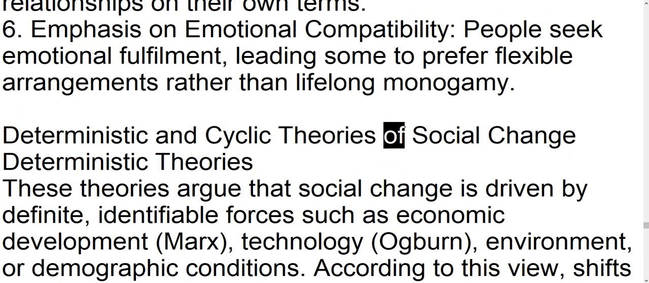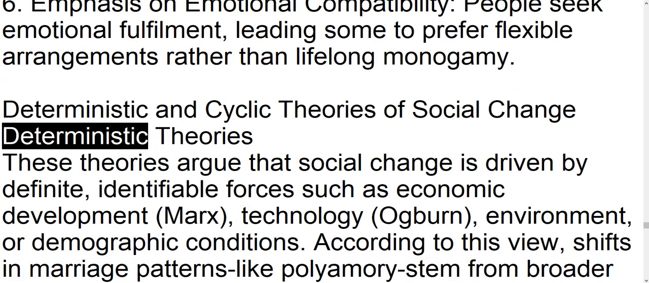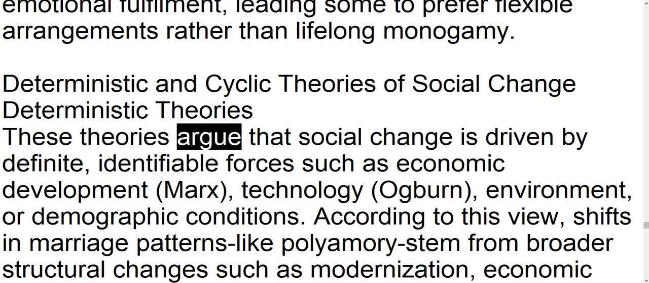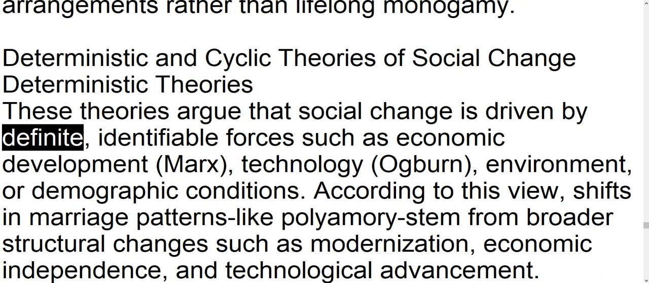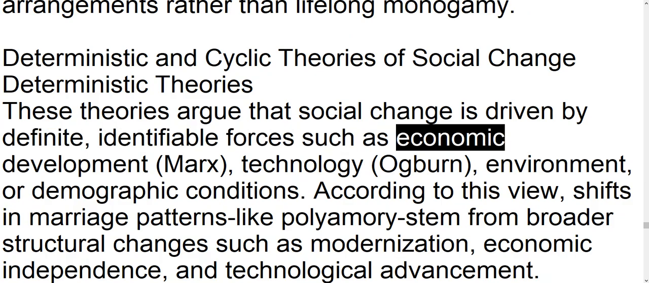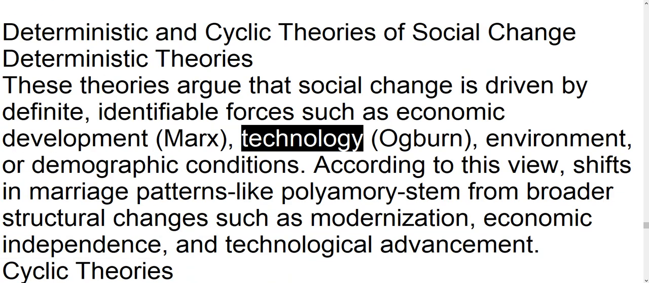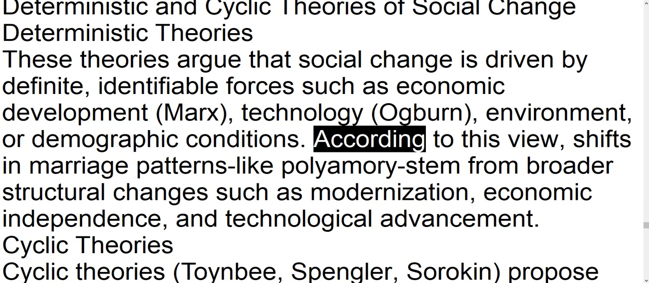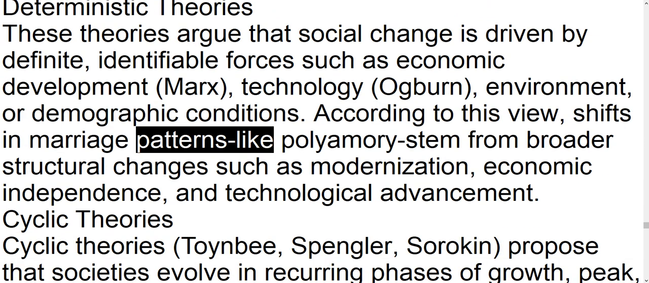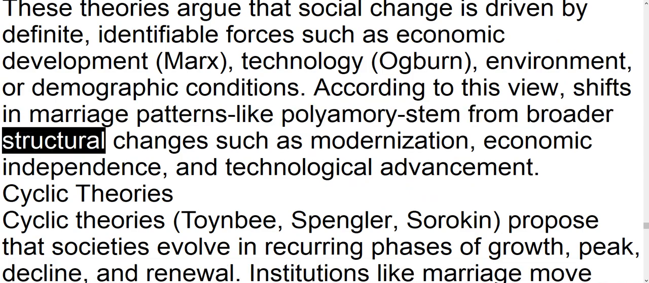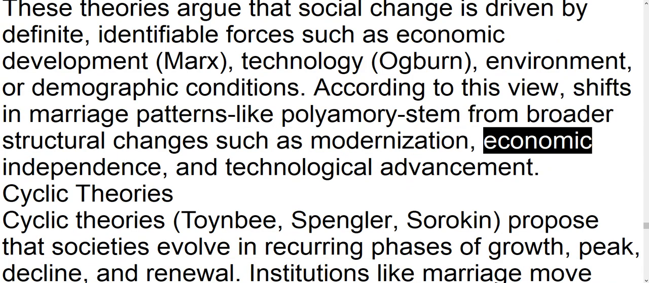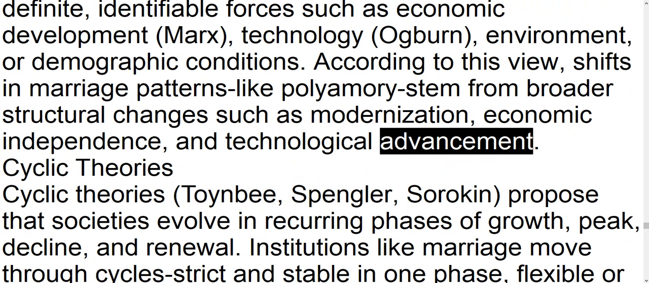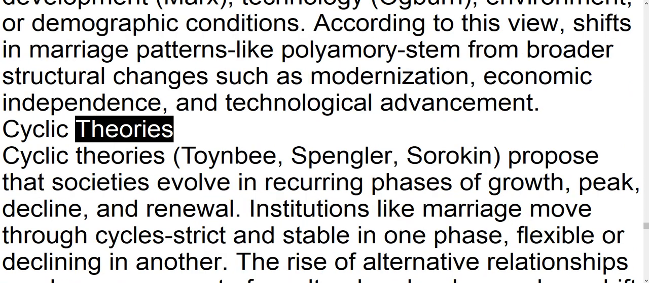Deterministic and cyclic theories of social change. Deterministic theories. These theories argue that social change is driven by definite, identifiable forces such as economic development, markets, technology, urban environment, or demographic conditions. According to this view, shifts in marriage patterns like polyamory stem from broader structural changes such as modernization, economic independence, and technological advancement.